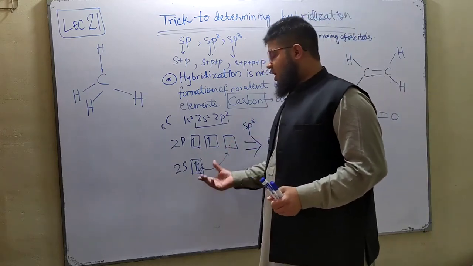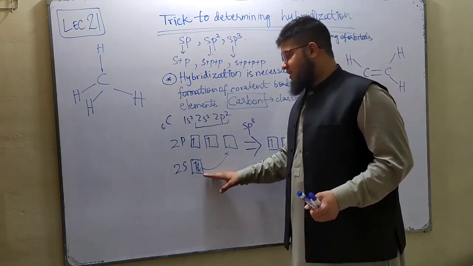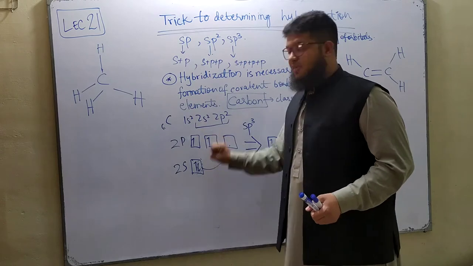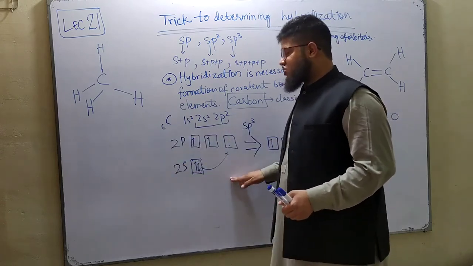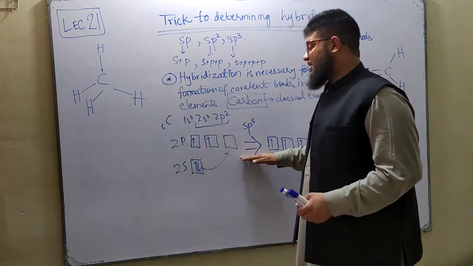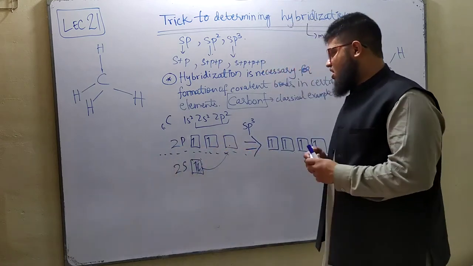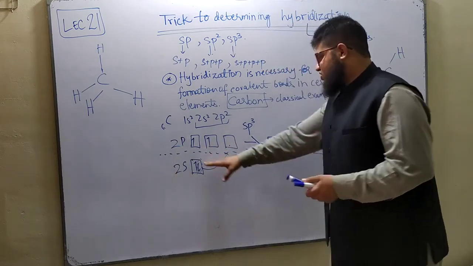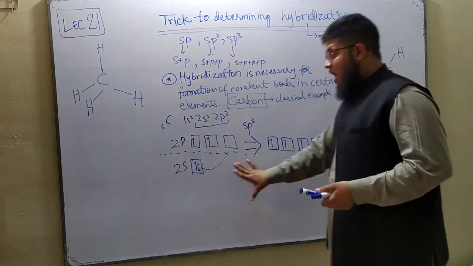In hybridization, what we need to do is bring the 2p orbitals and the s orbital and mix them. The 2p orbital is at a higher energy level and the 2s is at a lower energy level. After mixing, a hybrid orbital will be formed at an intermediate level between the 2s and the 2p, somewhere over here. I didn't draw it on the dotted line, but I have shown them over here. How are we going to mix them?